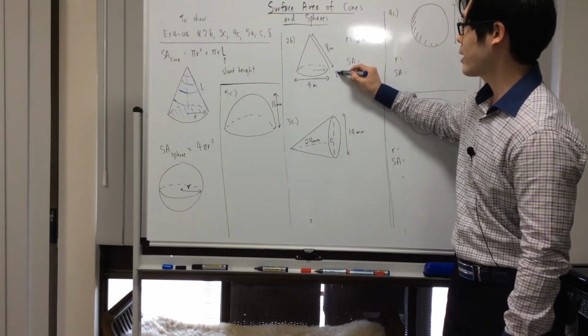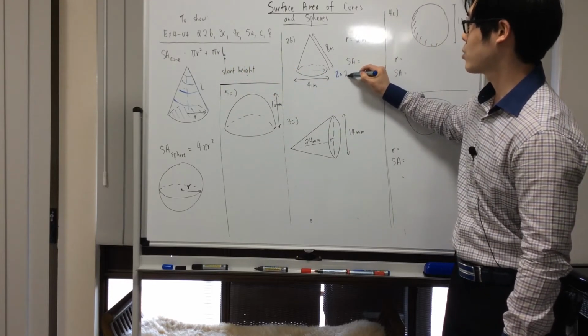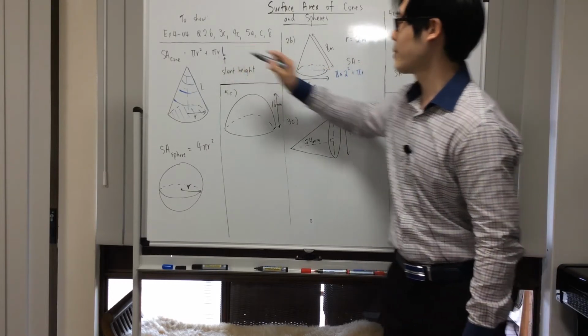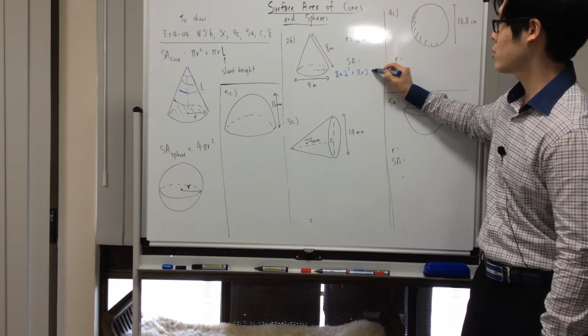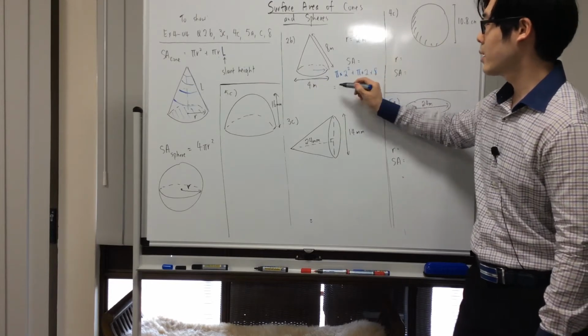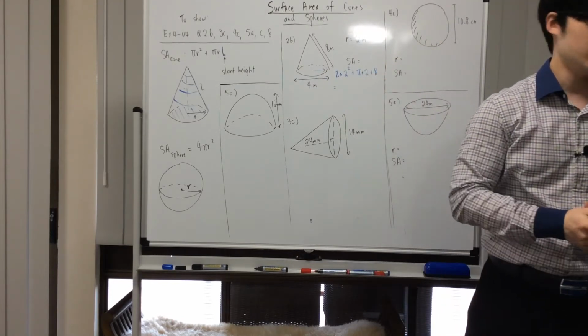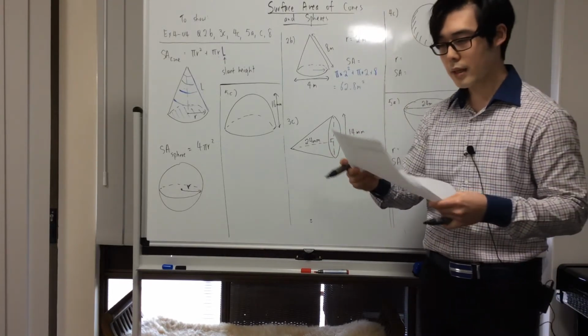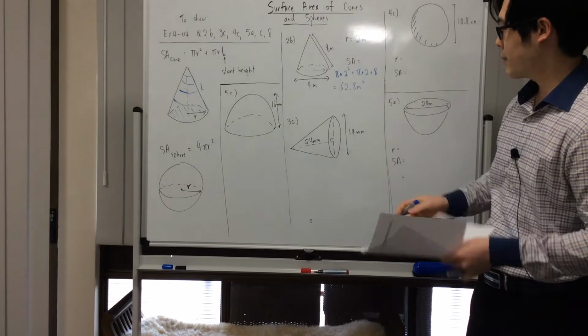So we've got pi times the radius squared, that's 2 squared, plus pi times the radius times the slant height, which is just 2 times 8. Okay? So if I put all of this in the calculator, 0.8 meters squared. Okay? Alright, now let's have a look at question 3c.